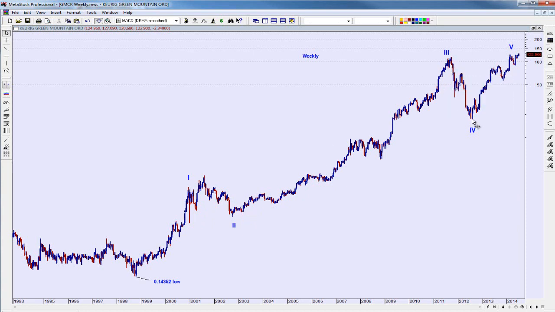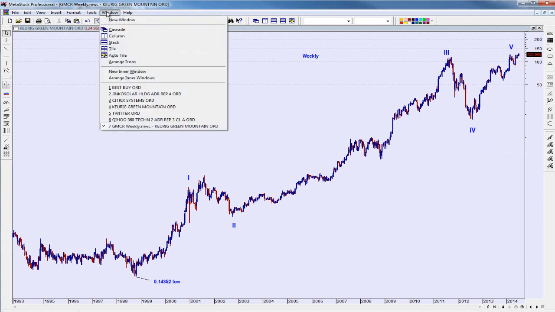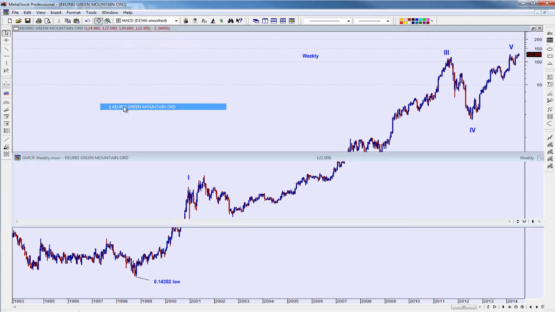We had this correction that bottomed in 2012, and now we've had this wave 5 that I think actually ended right in here. So this is the first snapshot to kind of give you a perspective. Where am I in the overall cycles with any individual stock? And sometimes it's clear and sometimes it's not. This one looks pretty clear to me.